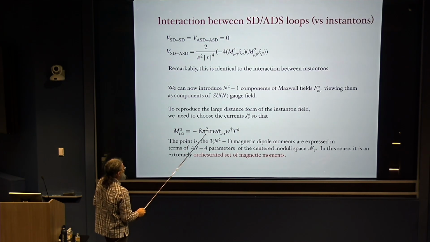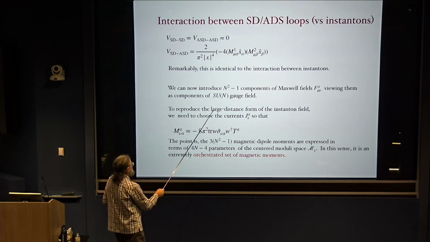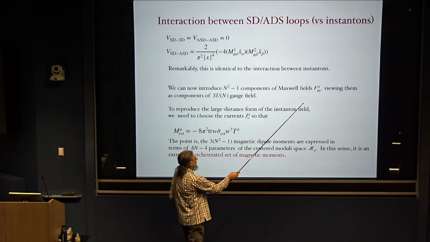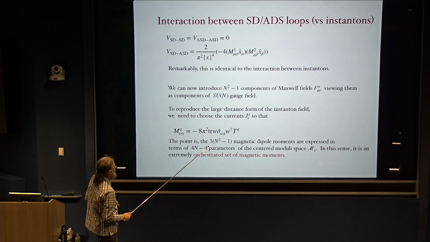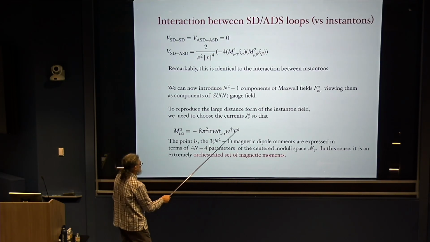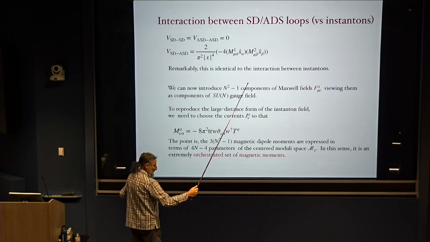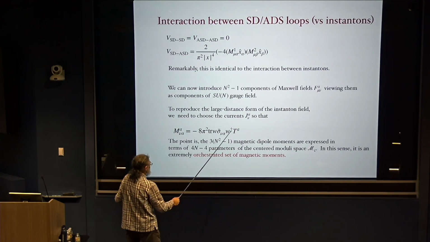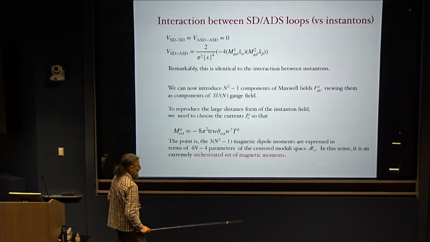And it has the same form as instantons. Now, we can think of the n squared minus 1 components of the Maxwell field, viewing them as components of a matrix. And we can actually reproduce the large-distance fields of an instanton by putting together these magnetic dipole moments coming from this current.